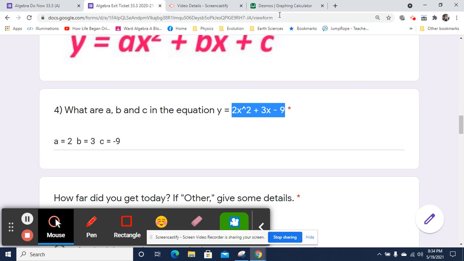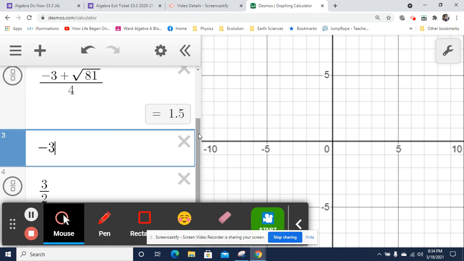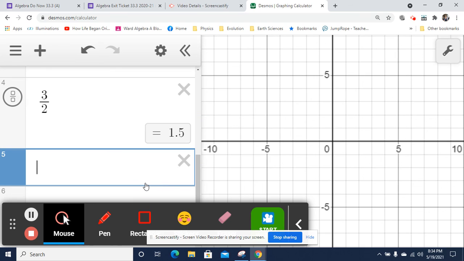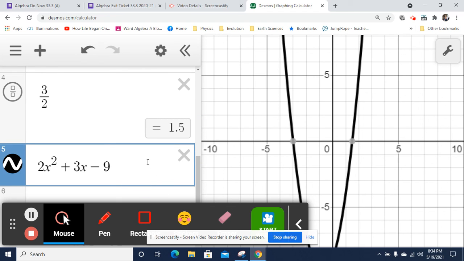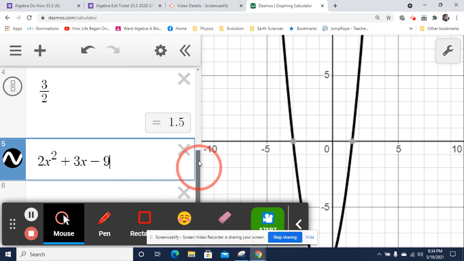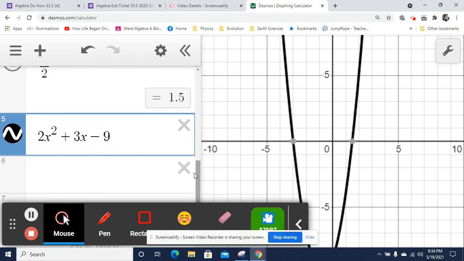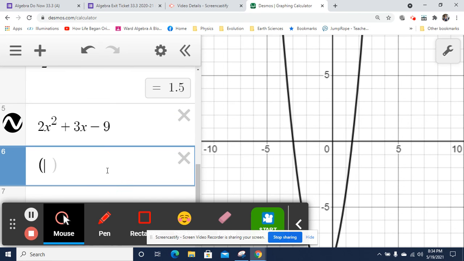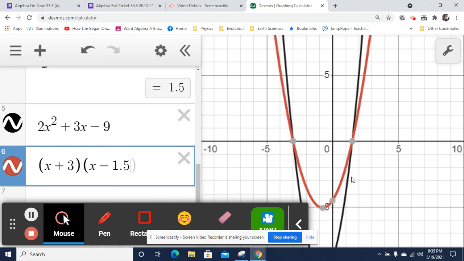So what this means is that when I factor this equation, I'm going to go ahead and graph it here first. So that's the graph of it. When I factor it, I'm going to end up with an x-intercept at 1.5 and one at negative 3. So there's going to be an x plus 3 and an x minus 1.5. But you notice that doesn't quite match, and the reason it doesn't quite match is I haven't accounted for this 2.